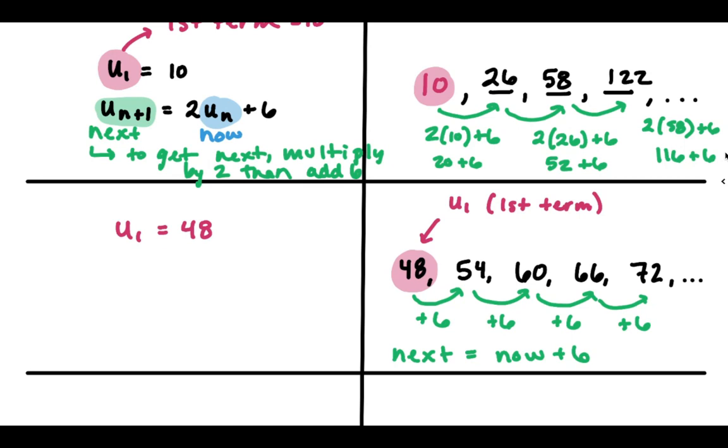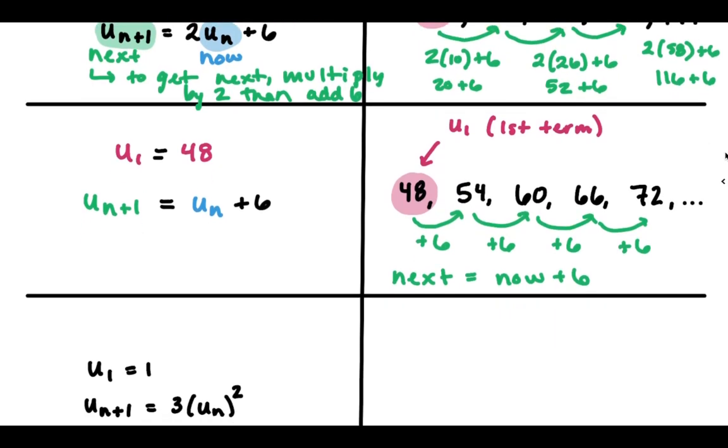Okay, let's write that in our symbols. So our symbol for the next term is U sub n plus 1. Then our symbol for the now term was U sub n. And then we want to take our now term and add 6 to it. I want these to be black so everything matches. Good. Okay, that's it. That's all we need to do.